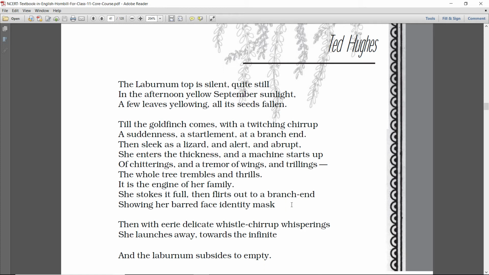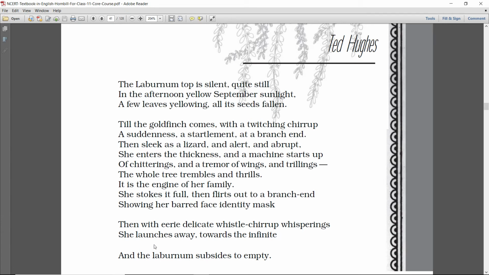The color of the goldfinch and the color of the laburnum tree or the laburnum leaves, they are the same. It is yellow. So without these black colored stripes, probably both of them would look so identical, but because of these stripes on the face of the goldfinch, now the goldfinch is clearly seen, and that's why the poet says that it has become her identity mask. Then with eerie delicate whistle chirrup whisperings, she launches away towards the infinite.